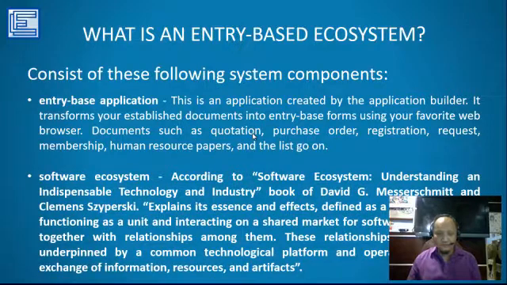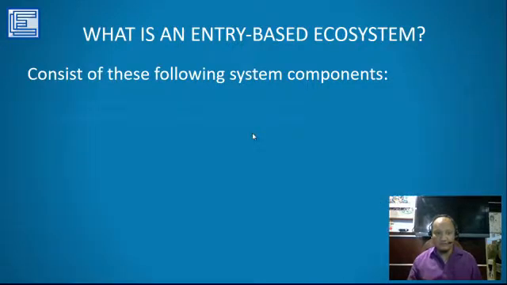A software ecosystem. According to Software Ecosystems: Understanding an Indispensable Technology and Industry, a book by David Messerschmitt and Clemens Szyperski, it explains its essence and effect, defined as a set of businesses functioning as a unit and interacting on a shared market for software and services, together with the relationships among them. The relationships are frequently underpinned by a common technological platform and operate through the exchange of information, resources, and artifacts.